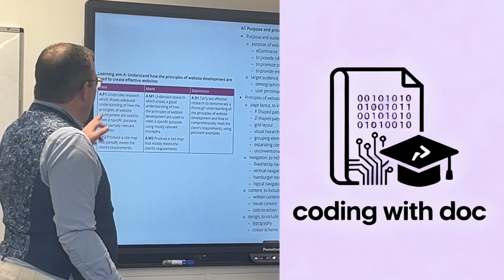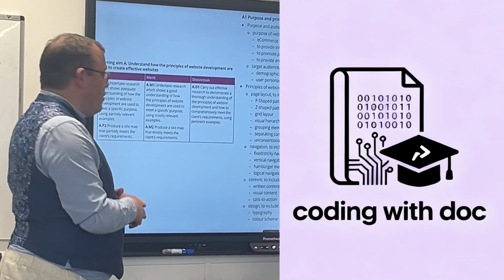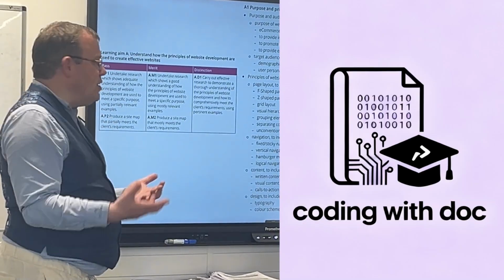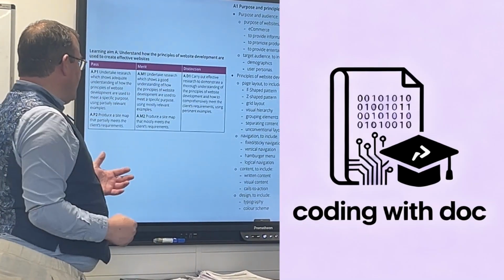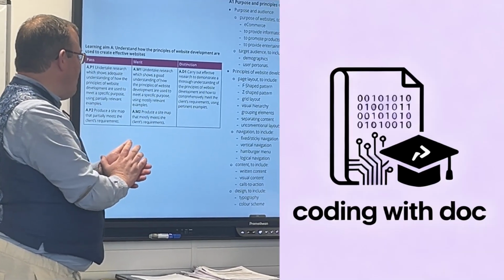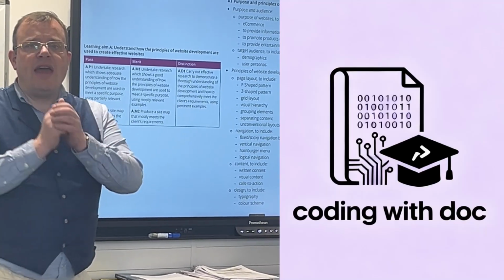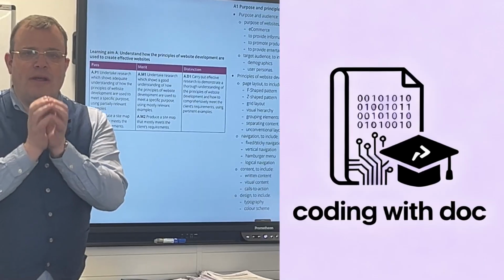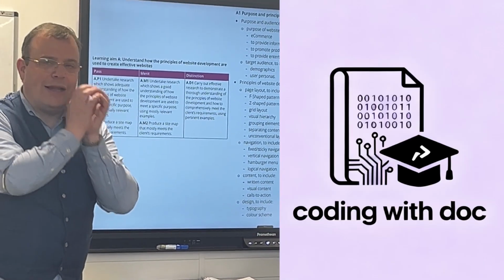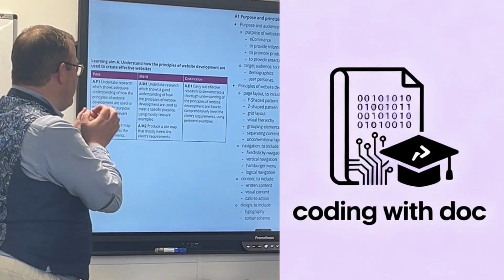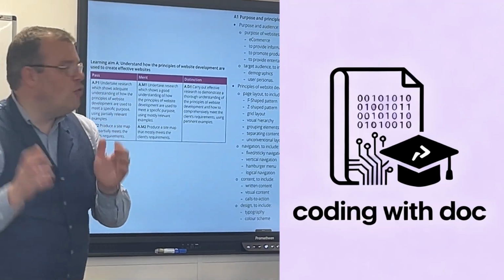And then the merit section, you're writing in more detail and more depth on the principles that are on the far side. You've also got to the site map. And on the distinction section, what you're having to do there is comprehensively explain the client requirements. So it's about clarity around the client's requirements as well as what makes for a good website.